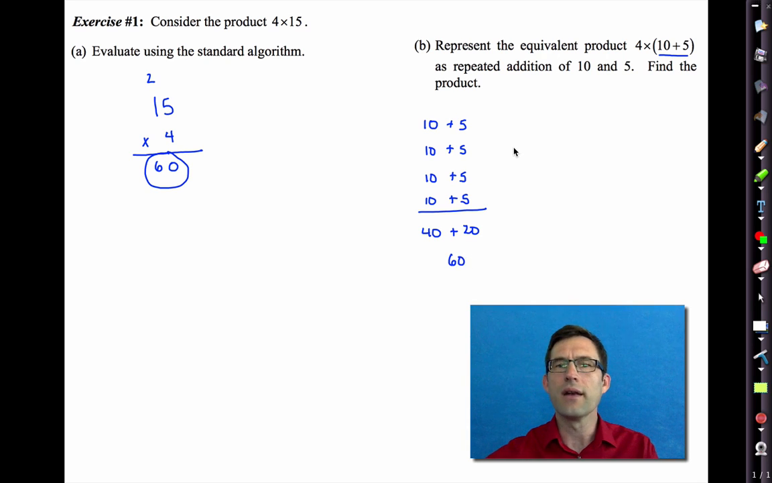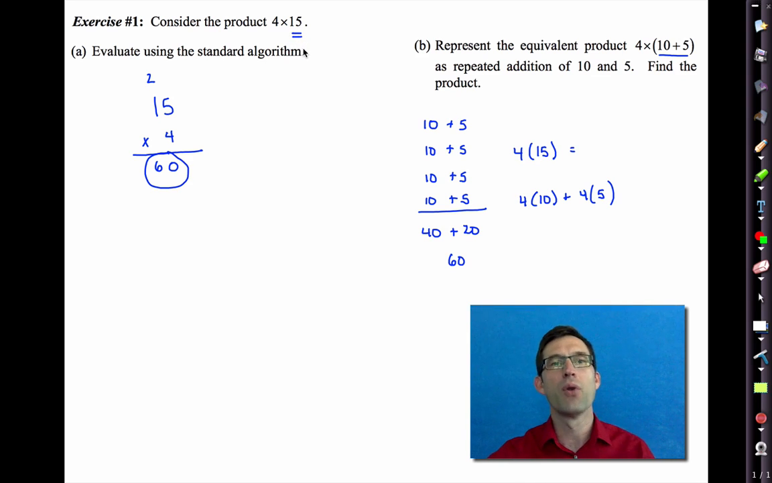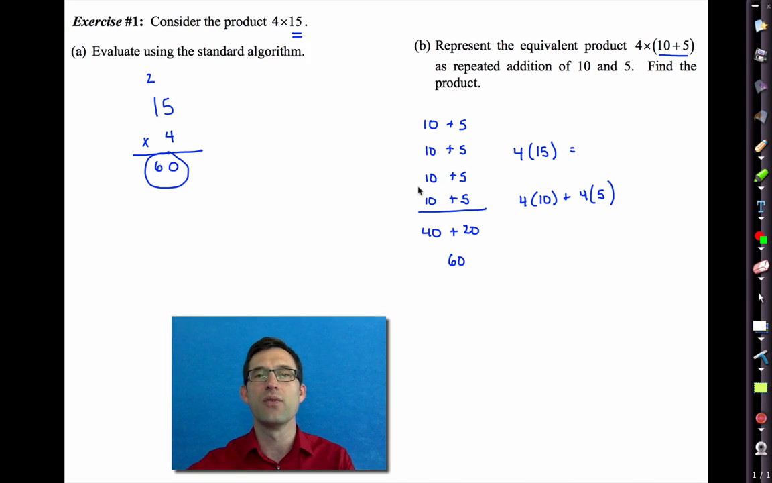So what have we really done? We've really said that 4 times 15 can be thought of as 4 times 10 plus 4 times 5, right? And that's known as the distributive property of multiplication over addition. The distributive property of multiplication over addition. Meaning that when you multiply two numbers together, you can break one of those numbers apart and multiply each of those parts and then do the addition.